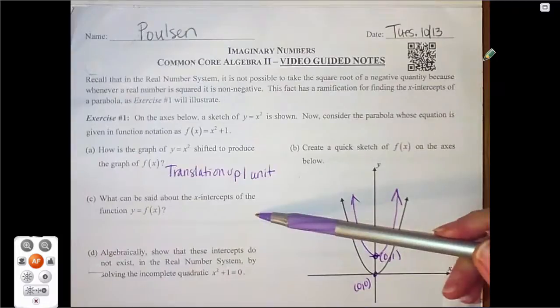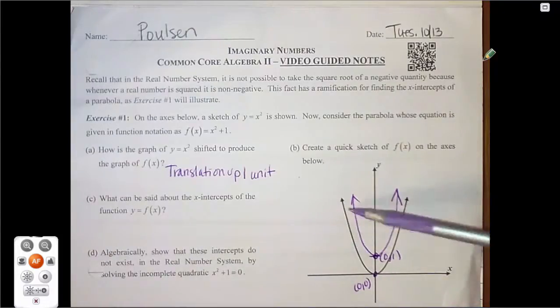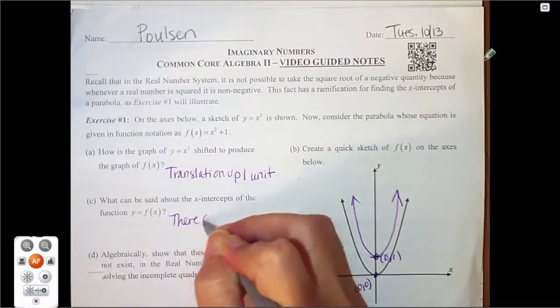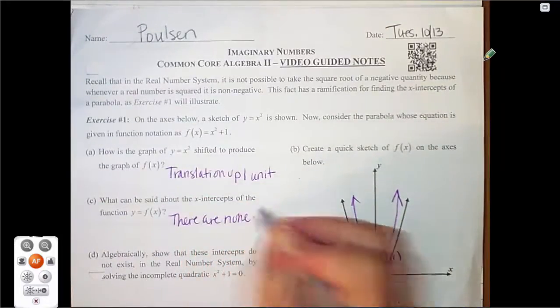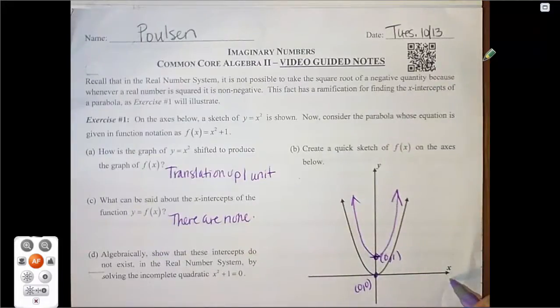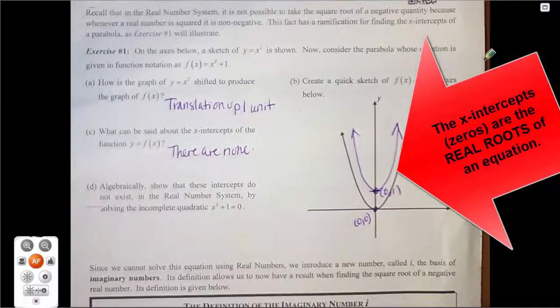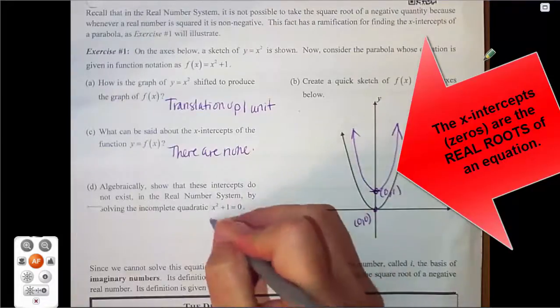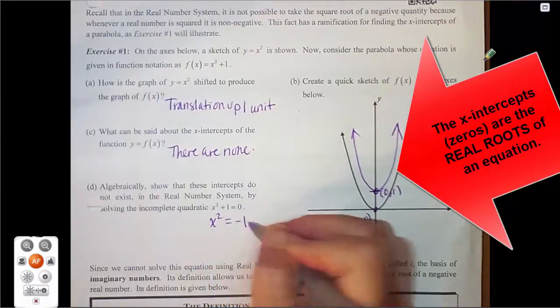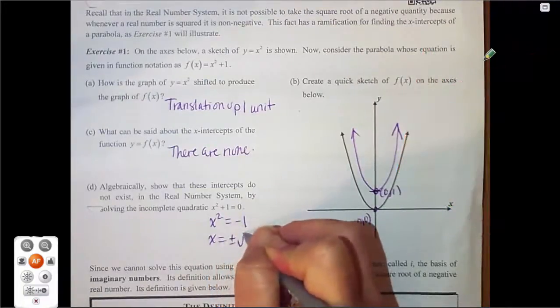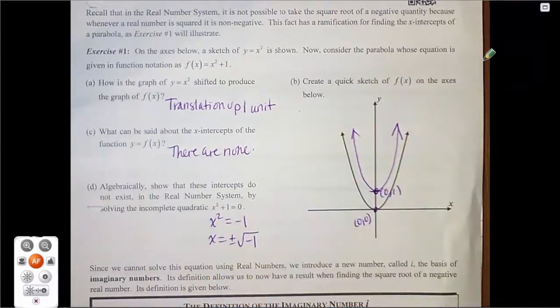What can be said about the x-intercepts? There are none. This parabola never touches the x-axis. And remember, the x-intercepts are the real roots. So if there are no x-intercepts, there are no real roots. If we solve this algebraically, we would subtract 1 from both sides and get x squared equals negative 1. And then when we attempt to square root that negative 1, we would have to stop, because we would say that's not a real number.